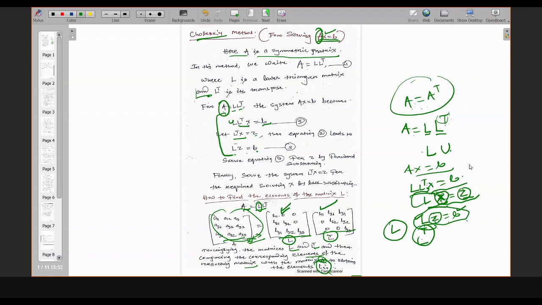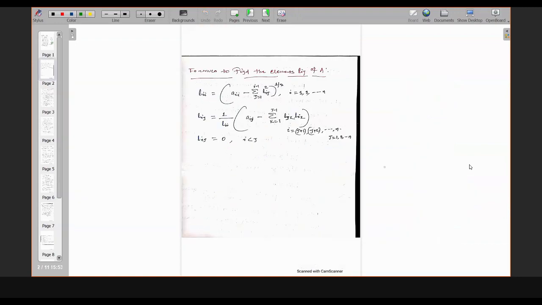So you need to solve Lz equals b and L transpose x equals z. So it is enough to find only the elements of the matrix L, so that you remember. And here I give the direct formula. You can apply the direct formula to find the elements Lij of the matrix, this should be L, not A. So you see, this is your Lii, the diagonal element of the matrix L.